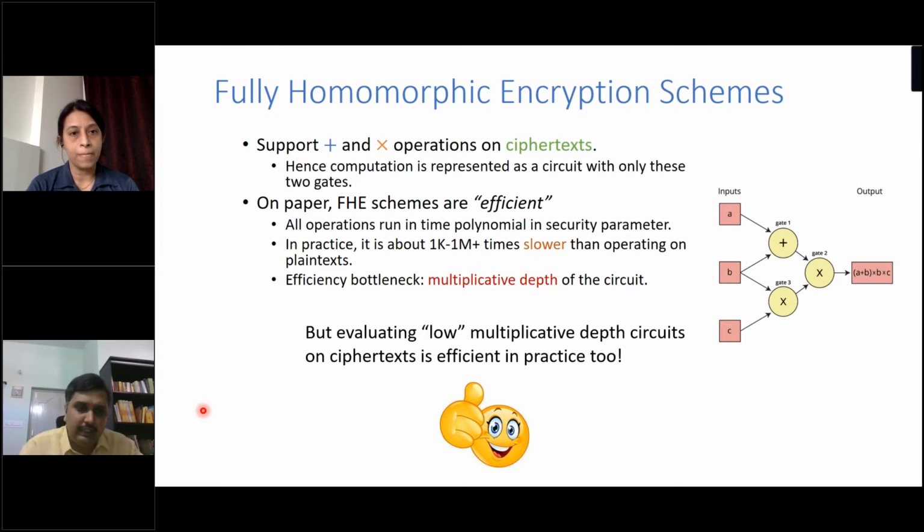Current research directions explore those applications where the multiplicative depth of the computation that you need to do on the ciphertext is not too high. So it will be interesting to apply these homomorphic encryption schemes in this setting and get some practically appealing performance.